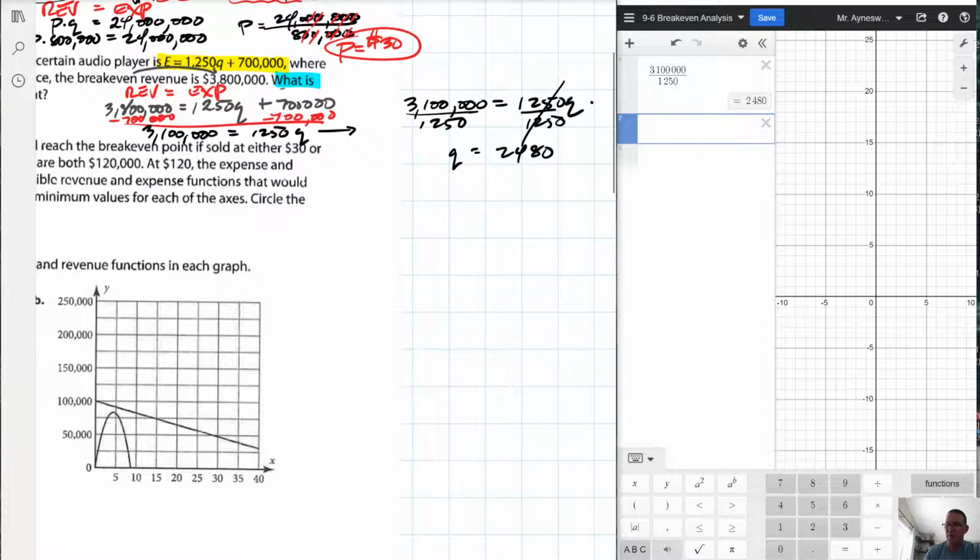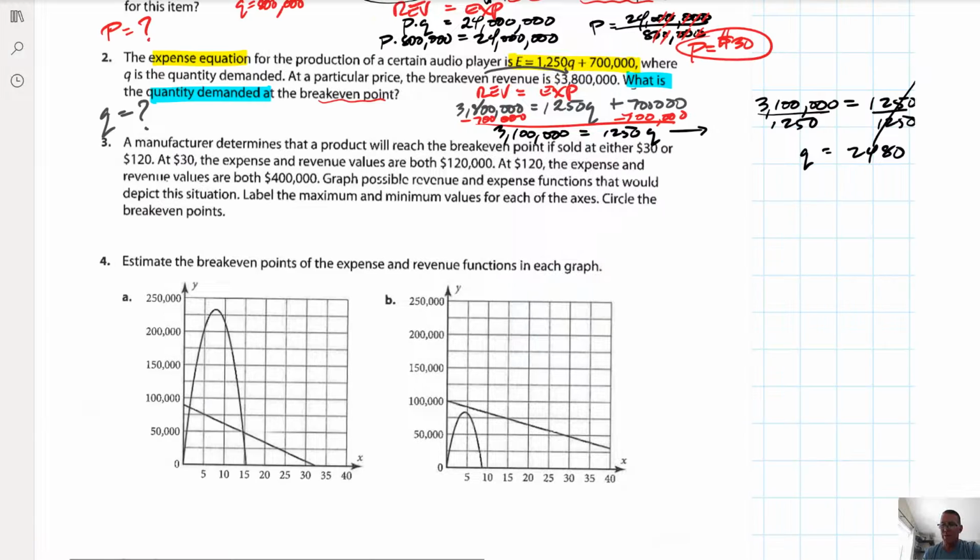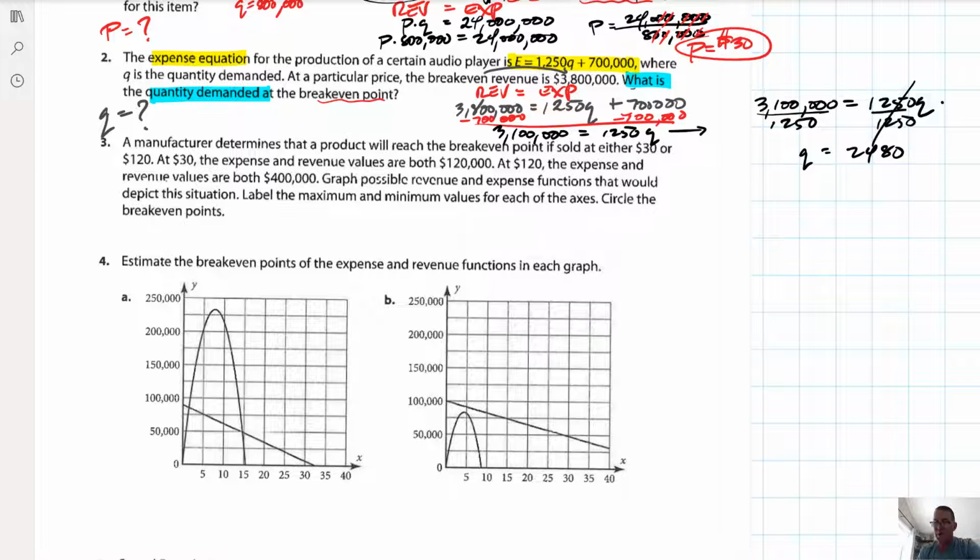Let's see what we're dealing with here. I forgot, so you've got to reread the problem. Oh, it's an audio player. So this is audio players. There's your quantity. If you produce that many, you're going to break even. All right, number 3.